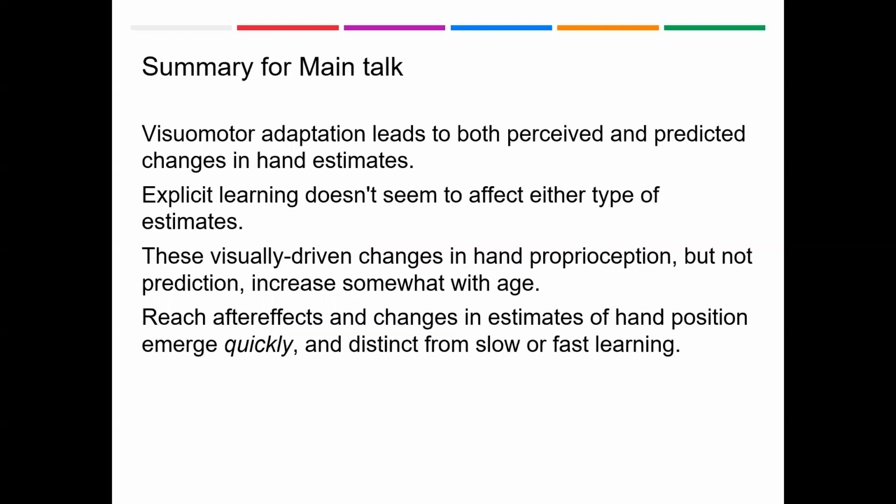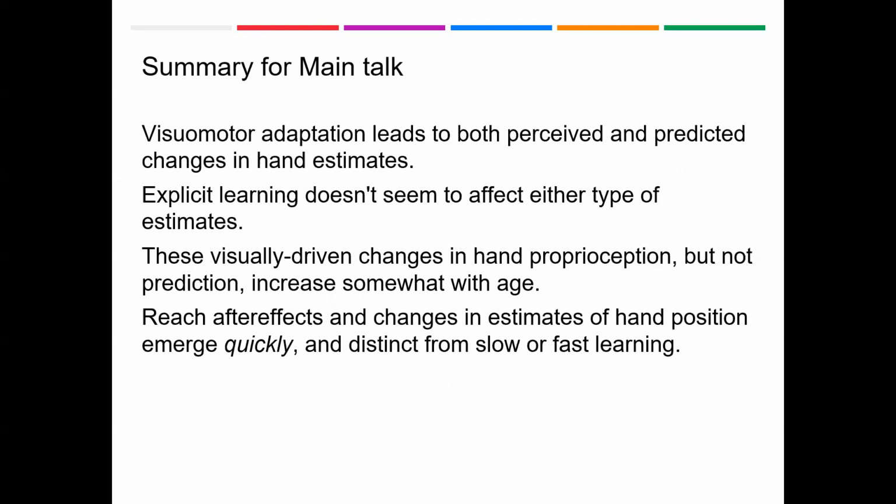Okay, so before I talk about my last little part, let me summarize this main talk, which is really what the abstract was about. So visual adaptation leads to both perceived and predicted changes in hand estimates. Explicit learning does not seem to affect either type of estimate. These visually driven changes in hand proprioception, but not prediction, increase somewhat with age, and reach aftereffects and changes in estimates of hand position emerge quickly and distinct from slow and fast learning.